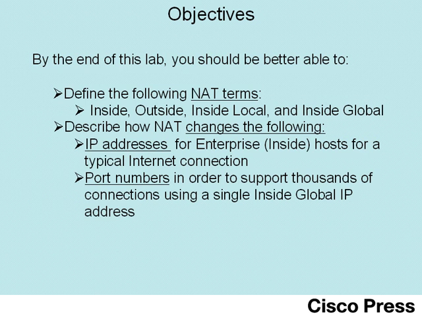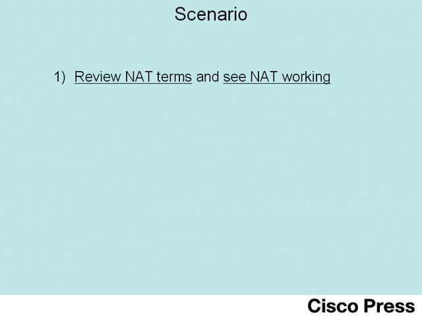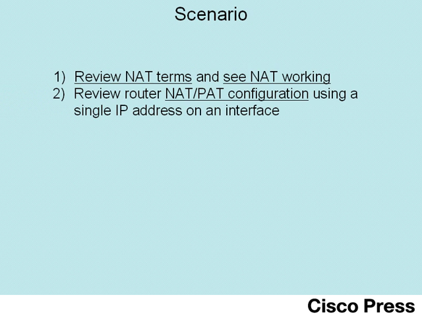Then we'll take a look at the NAT Overload or PAT configuration, in particular the style of configuration that uses a router's single interface IP address when translating IP addresses. The scenario for Lab 7 has two basic steps. For the first step, we'll begin with a working internetwork that already has NAT configured. Using this internetwork, I'll describe the terminology used with NAT, as well as the concept of how NAT changes both IP addresses and port numbers. After that, we'll circle back with the second step and look at the configuration used in that sample internetwork.